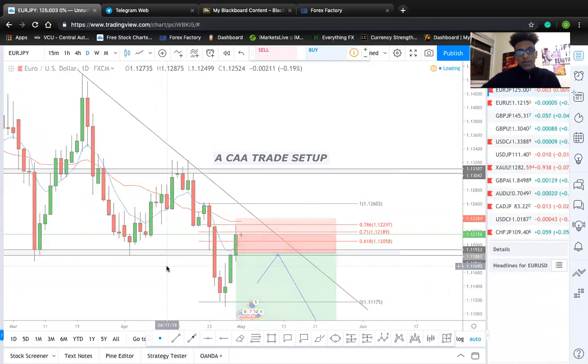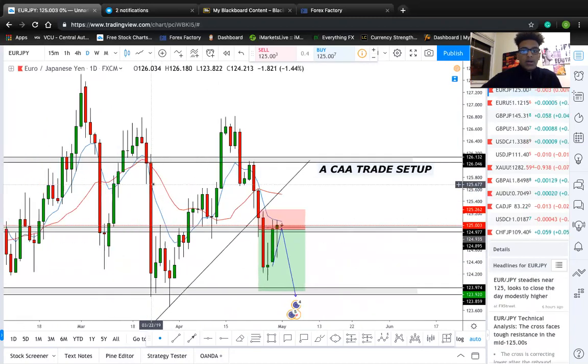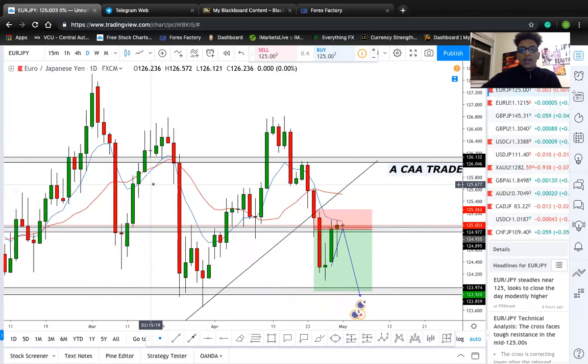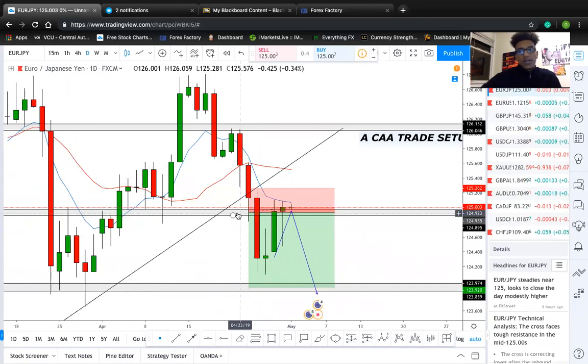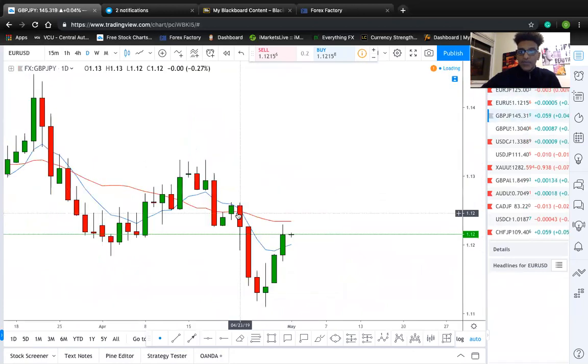Same with Euro USD. Okay, so I'd like to see some more rejection in order to get in. We did have two possible entries here and up here. So again, we'll see how price reacts.